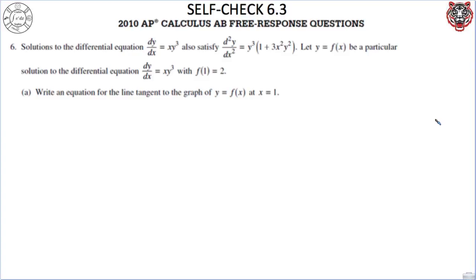This is AP Calculus Self-Check 6.3 Solutions. All right, let's dive right in. So we have this differential equation, dy/dx is equal to x y cubed, and a bunch of other stuff that we don't need to worry about for part A.